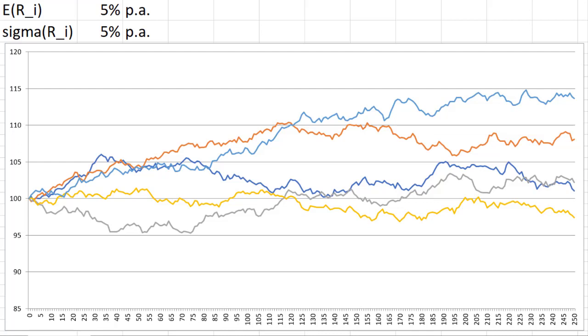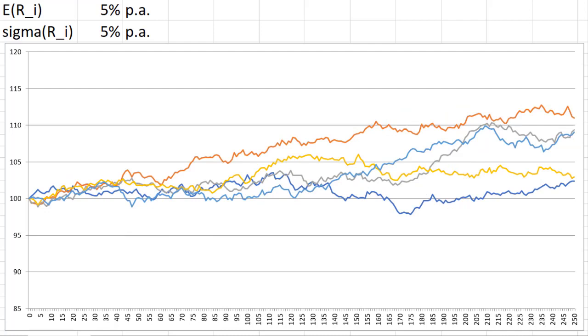But we can see that the price path for each of these assets is different, and that none of these assets reach a price of exactly 105 euros, which is due to the risk, the sigma of 5%. Let me do another simulation, again for 5 assets, and again with the same parameters, 5% expected return and a volatility of 5%.